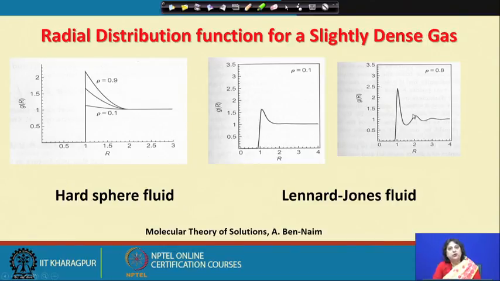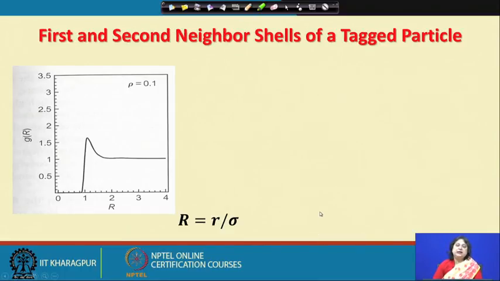and a lower value of the peak height means that the atoms at r equal to 2 sigma are less correlated than those atoms present at r equal to sigma. So, basically then we can think of a first and second near neighbor shell of a tagged particle.